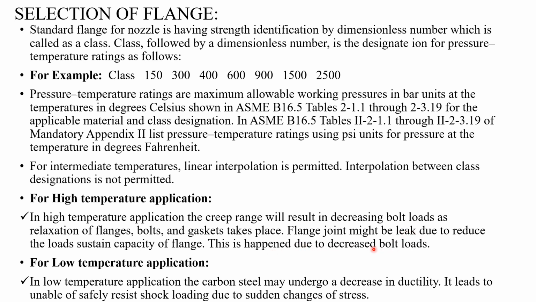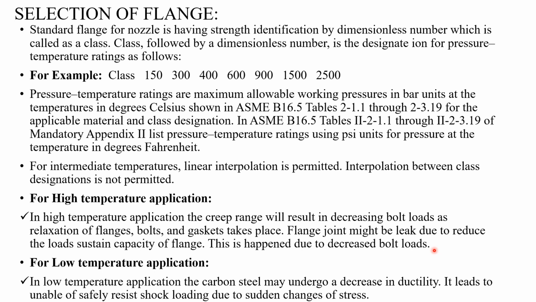The flange joint might leak due to the reduced load sustaining capacity of the flange. This happens due to decreased bolt load. So what will happen when the bolt load decreases at high temperature rating? It will definitely start leaking from the joint. As I said, for that reason we go for a high class flange rating. For low temperature application, carbon steel may undergo a decrease in ductility. So in a further video we will see about impact testing, what are the factors governing impact testing, and why impact testing is very important depending upon the conditions.